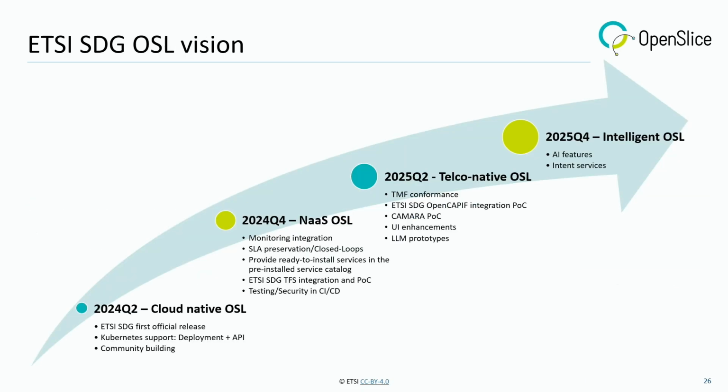So, coming towards the closing of this presentation, this is the vision of OpenSlice as it was for the first release, which was aimed towards cloud nativeness that you have seen in the last slides. The release that we are aiming to have now in January is aimed mainly towards network as a service, and aims to provide monitoring integration, as we have discussed. And with this, we can promote and support SLA preservation and closed loops.